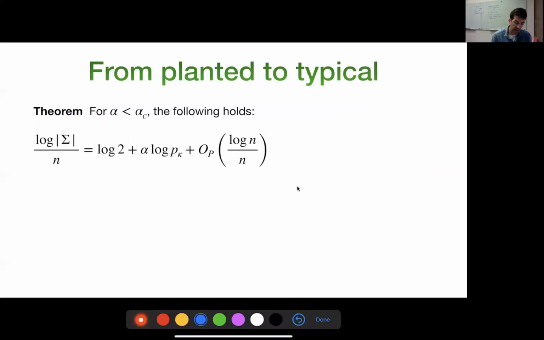Okay, and so our main technical result in the paper is a concentration result. So for alpha less than alpha critical, if we look at the log of the size of the solution space divided by n, well, it's the expected size plus some error term that's like log n over n, that tends to 0. This is just the expected size of the solution space, which is easy to calculate.